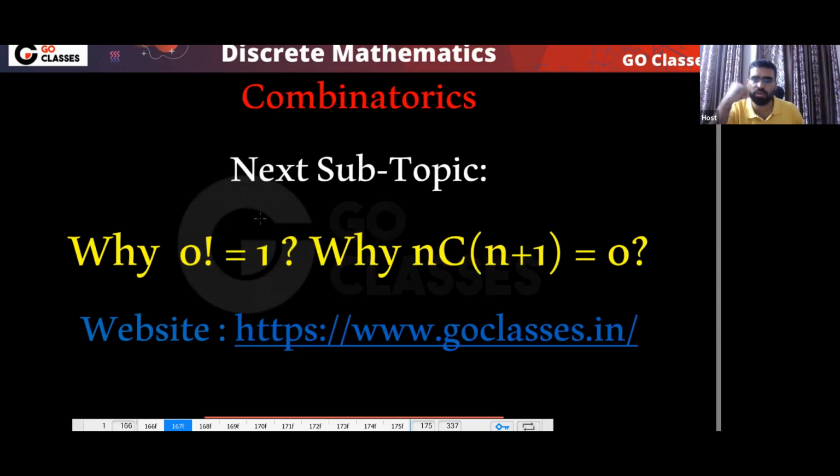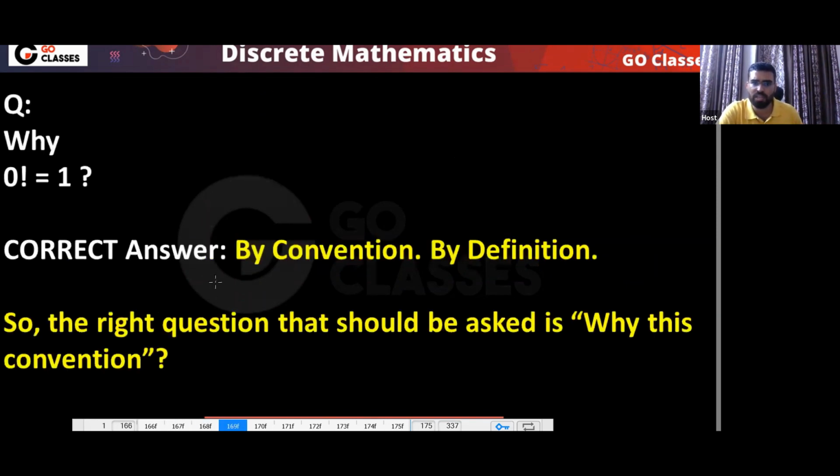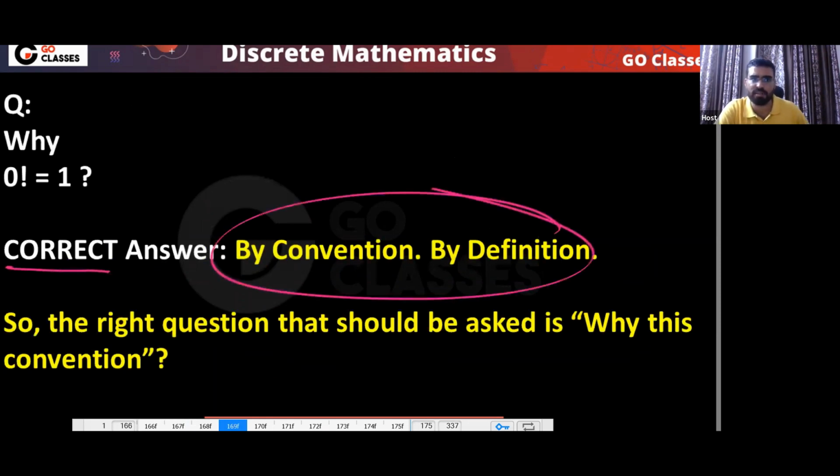I told you why 0 factorial is 1. Can anyone tell me why? You already know. Can anyone give me the correct answer? Why 0 factorial is 1? By definition, 0 factorial is 1 by definition of factorial. But the correct answer, if you notice, is by convention.